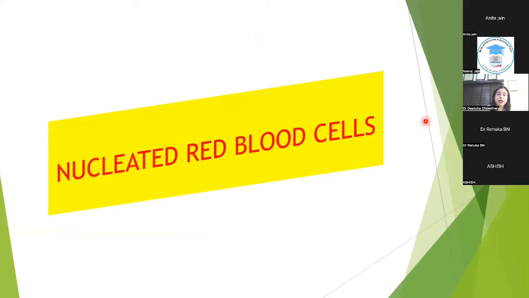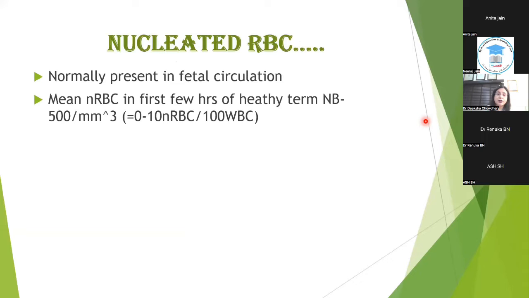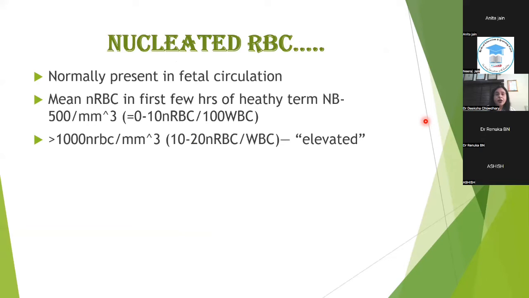Coming to the next parameter, that is nucleated RBCs. Nucleated RBCs are present normally in fetal circulation. Mean NRBC in the first few hours of a healthy term newborn are about 500 per mm cube. More than 1000 means the counts are elevated.